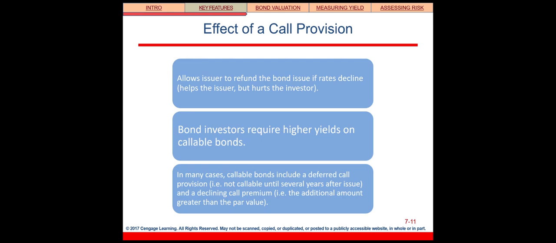So for the bond issuers, they require higher yields on the callable bond. But in many cases, callable bonds include a deferred call provision, which means not callable until several years after issue, and a declining call premium, that is the additional amount greater than the par value. This is explaining the meaning of those call provisions.